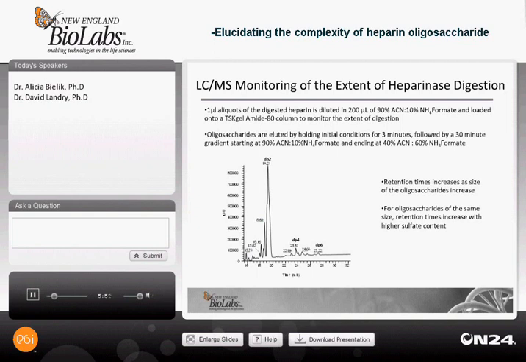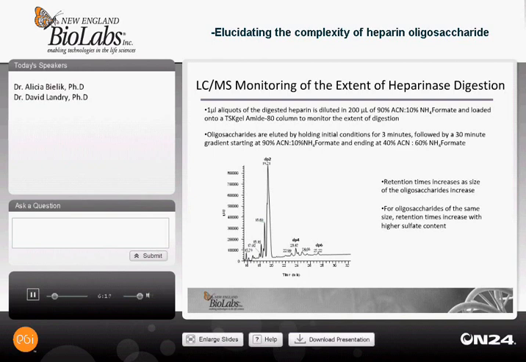The oligosaccharides are eluted following a 30-minute gradient, starting at high organic, 90% acetonitrile, and ending at a lower organic, 40% acetonitrile, and a higher aqueous, 60% ammonium formate. As you can see on the chromatogram to the left, the disaccharide peak is the largest peak because it was a complete digestion to 56 hours. And then we have our tetrasaccharide and our hexasaccharide peaks eluting later.